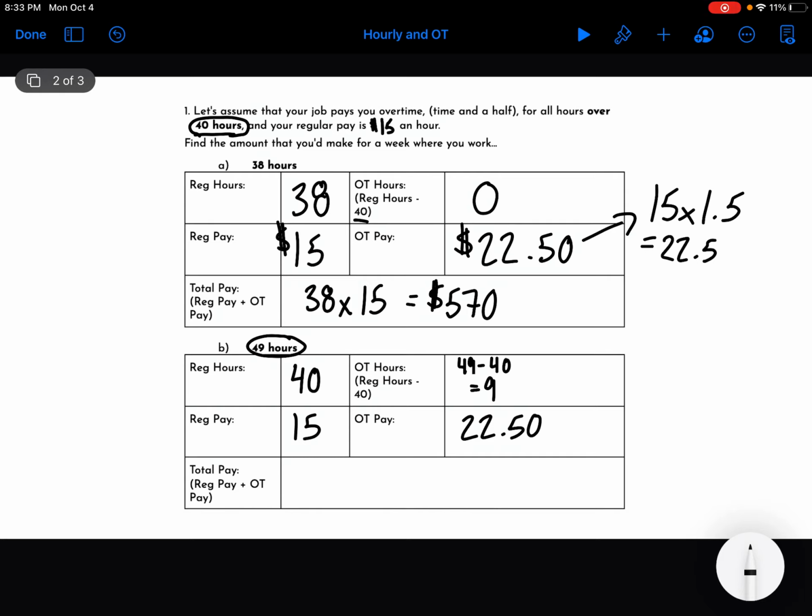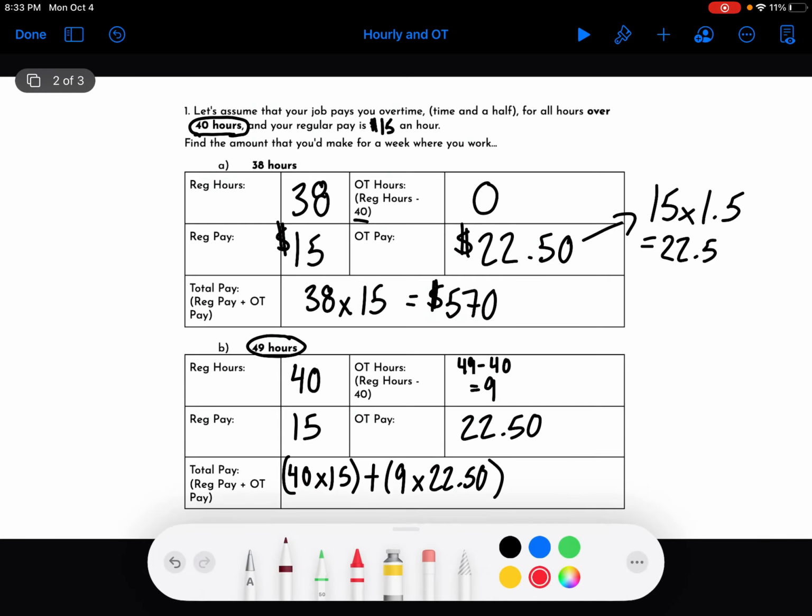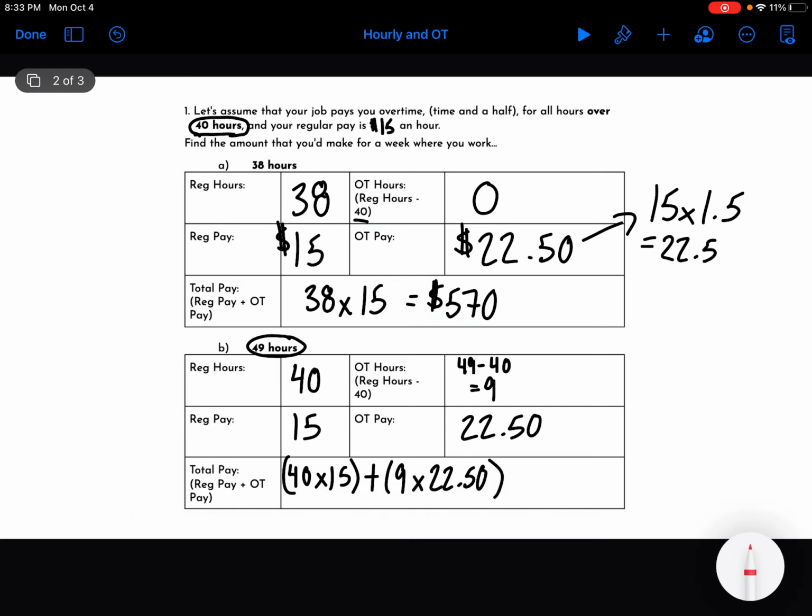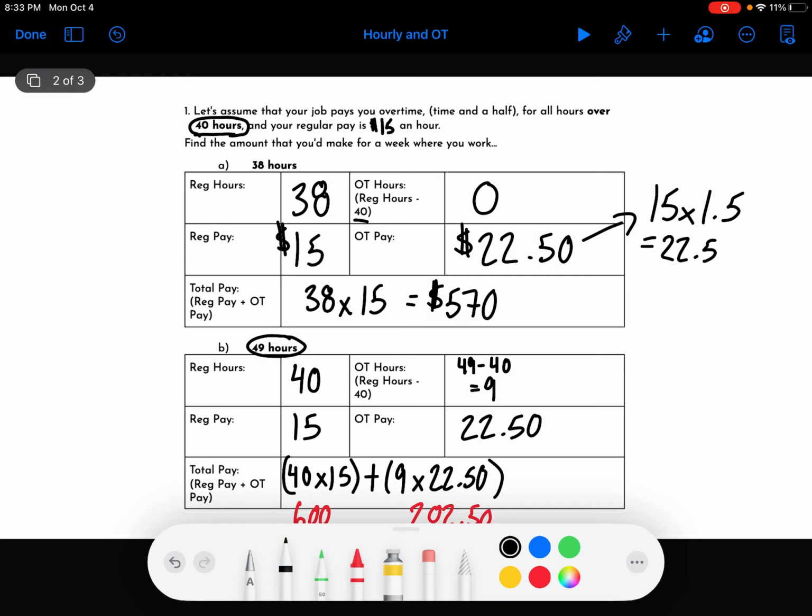Our pay hasn't changed from the last example, so we have $15 and we have $22.50. So our total pay is going to be our regular pay, which is 40 times 15, plus our overtime pay, which is going to be 9 times $22.50. I'm going to write the answers below just so you can see where I'm getting my numbers from. I've got to multiply both of those things together and then add them. So 40 times 15 is going to give me 600, and $22.50 times 9 is going to give me $202.50.